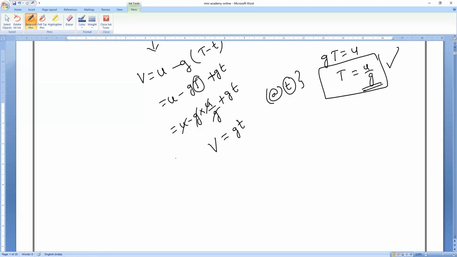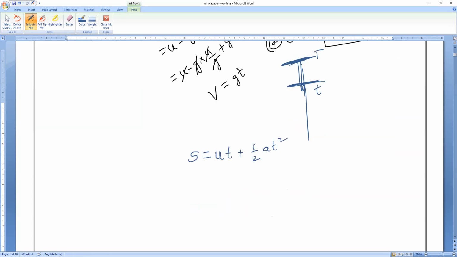Now, at the time interval t, before reaching the maximum height, what is the distance it travels? We have to find it. So let us discuss now. We want to find the distance. We know the initial velocity and we know the final velocity also. Which equation can we use? Everybody? All of you? S equals u t plus half a t square. Now you can substitute the values.